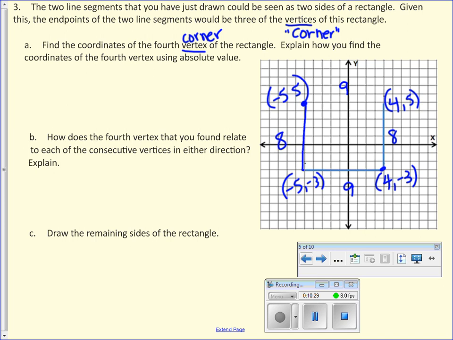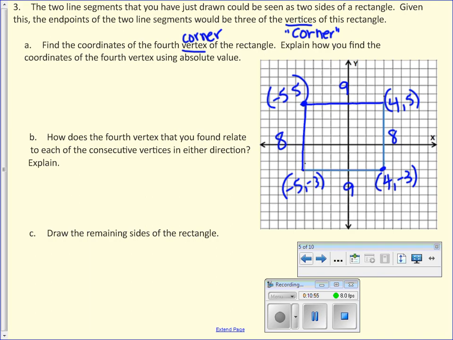Now let's make sure that it matches this way. Since it's a horizontal line, what ordered pair has to be the same? The y coordinate. So I have 5 and 5. Is the distance between -5 and 4 9? Yes, because -5 to 0 would be 5, and then 4 more would make it 9.